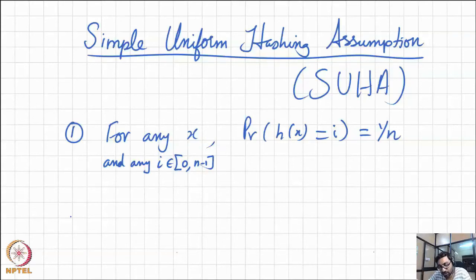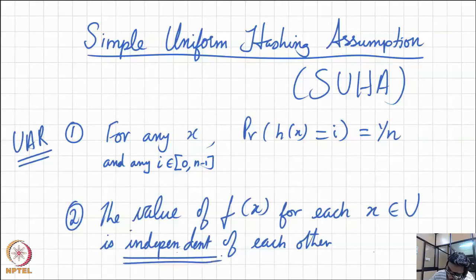But if you were to hash the same x again, it's going to fall into the same location over and over again. So each invocation of the hash function isn't going to lead to a different location. It just means that when you hash a particular item, when you don't know anything about where it's going to land, it's equally likely to land in any one of the n locations. So this is the uniformly at random part of the SUHA assumption.